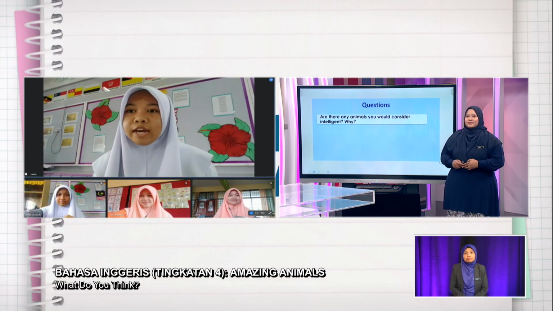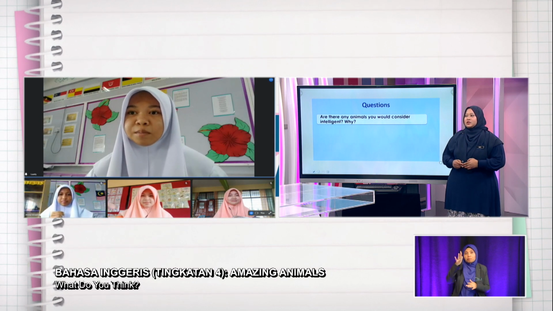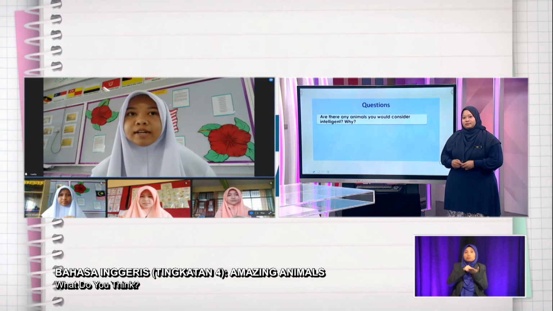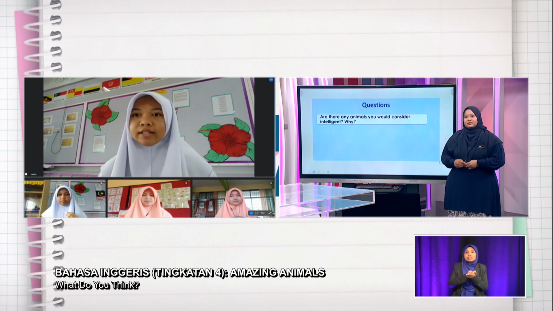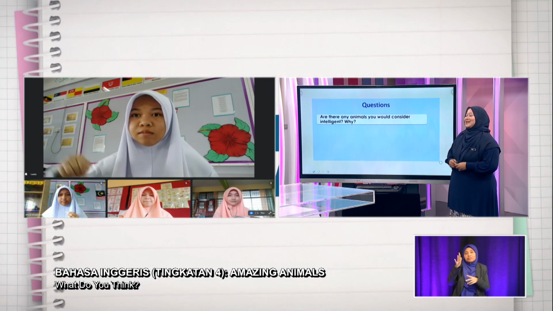In my opinion, I think the most intelligent animal is the parrot. So why do you pick a parrot? It is because the parrot can imitate the human way of speaking and they can talk like humans. They can also utter a few words, for example greetings like good morning, good evening, good afternoon, repeatedly. So yes, maybe parrots can be considered intelligent.